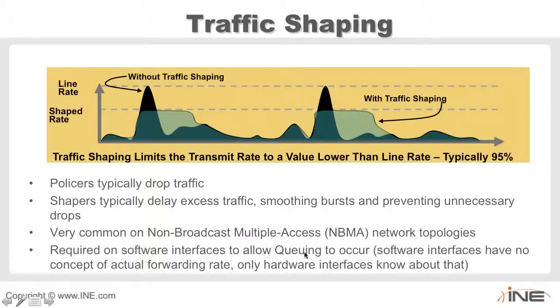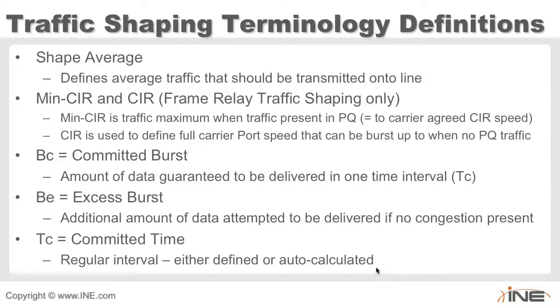And then with frame relay traffic shaping, we've got min CIR and CIR. Min CIR would be the traffic maximum when priority queue traffic is present, or when there's traffic present in the priority queue. And this would basically be equal to the carrier agreed CIR speed. So typically when we have frame relay circuits, we have what is called the port speed, the full bandwidth at which we can transmit, and then we've got the CIR, what the carrier calls the CIR, the committed information rate.